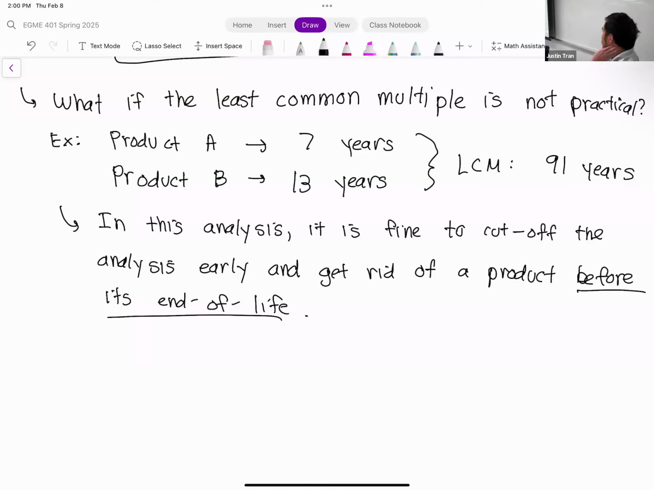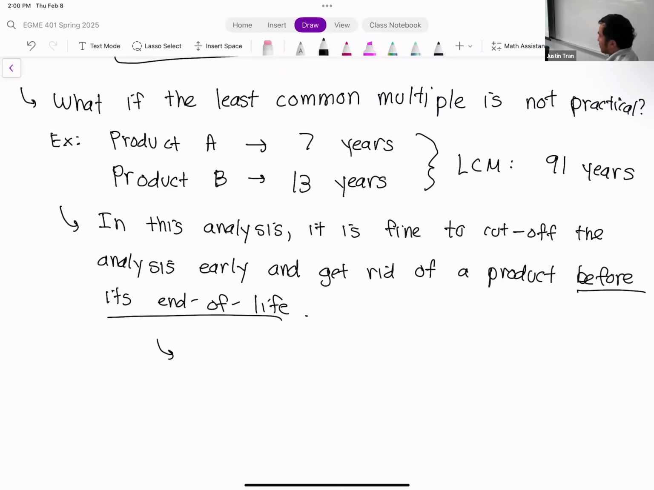Right. So let's say in this situation, with product A being 7 years, product B being 13, maybe we do the analysis for 20 years, right? So something that's kind of in between the two. And so if you're salvaging a product before its end of life, most of the time your salvage value is going to increase, right?